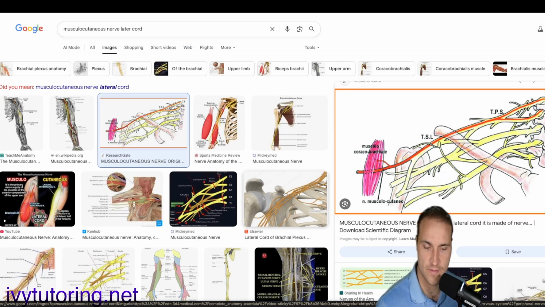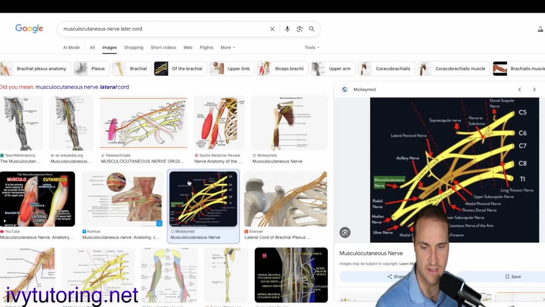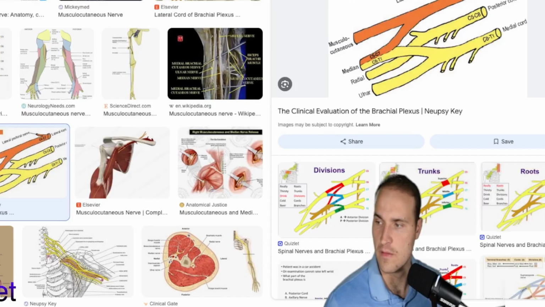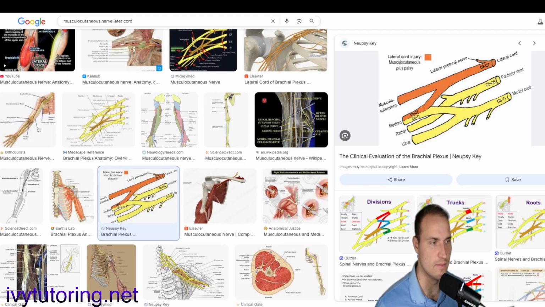All right, for this one, we're going to be looking at our musculocutaneous nerve on the brachial plexus. There it is in all of its glory. MMRU from the lateral, C5 to C7 lateral, C5 to C8 posterior, C8 to T1 ulnar.